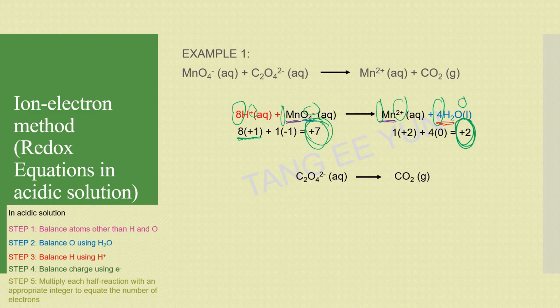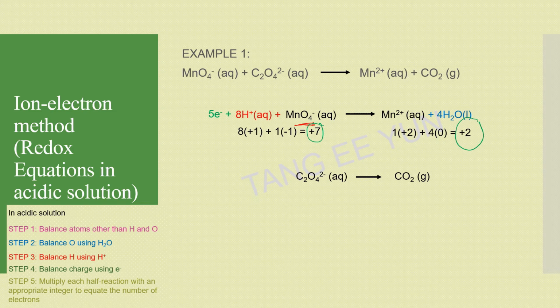And the electron, because the charge is negative, we need to add the electron on the more positive side. So our more positive side here is the reactant. So we need to add electrons on the reactant side. How many? 5. Because the difference between the charge on the reactant and the product side is actually 5.